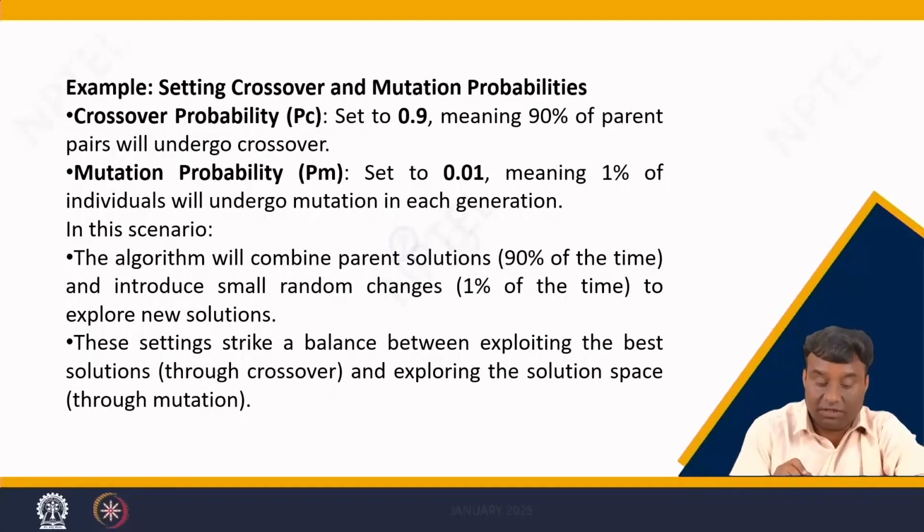So, example, setting crossover and mutation probabilities. Crossover probability set to 0.9, meaning 90% of the parent pairs will undergo crossover. Mutation probability set to 0.01, meaning 1% of individuals will undergo mutation in each generation. In this scenario, the algorithm will combine parent solutions 90% of the time and introduce small random changes 1% of the time to explore new solutions. These settings strike a balance between exploiting the best solutions through crossover and exploring the solution space through mutation.